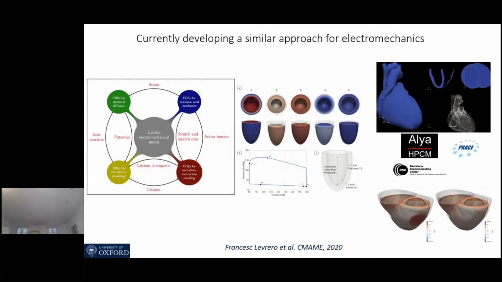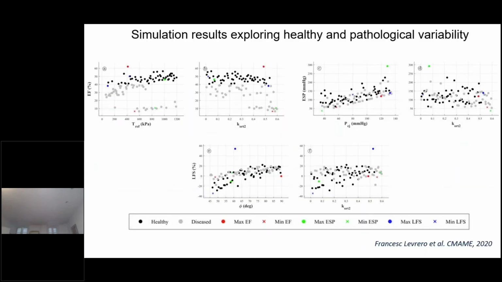So we're building models of electromechanics that incorporate certain things like the effect of the pericardium, for example, on the torsion that the left ventricle experiences during contraction. And up to now, we have followed a similar approach. Again, we can do a limited amount of simulations because of the requirement for computational resources. And these are some of the simulations that we have performed.